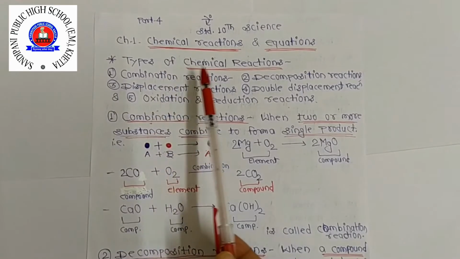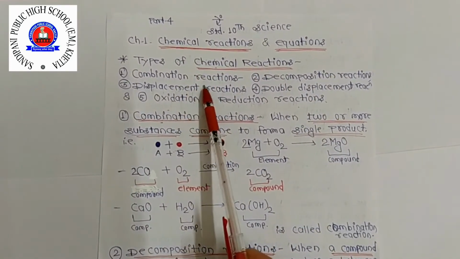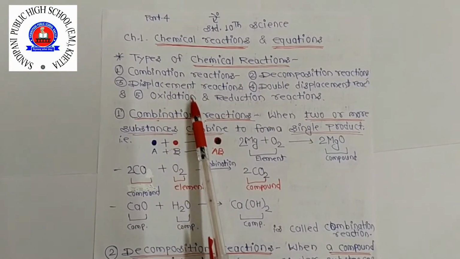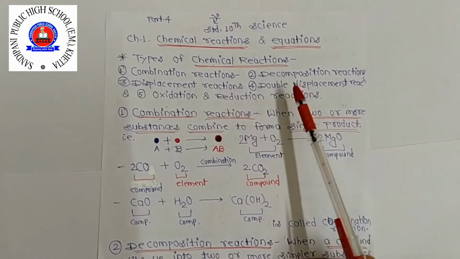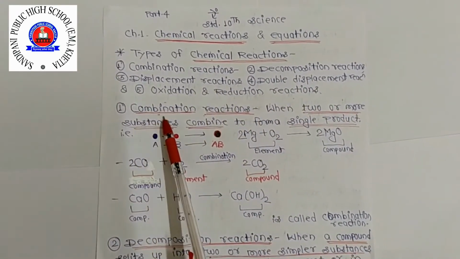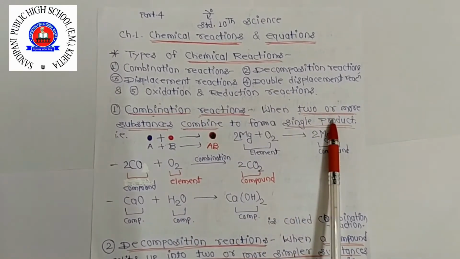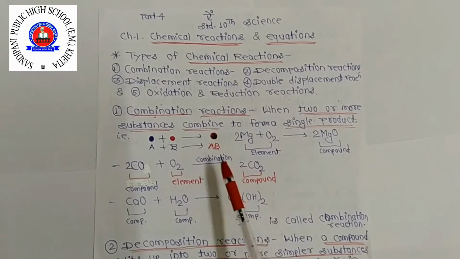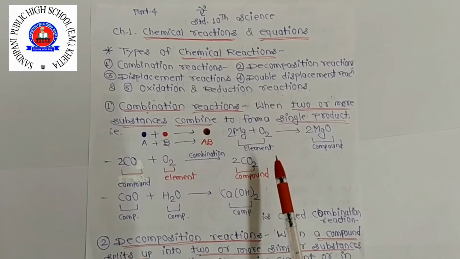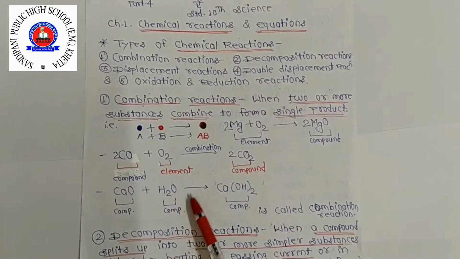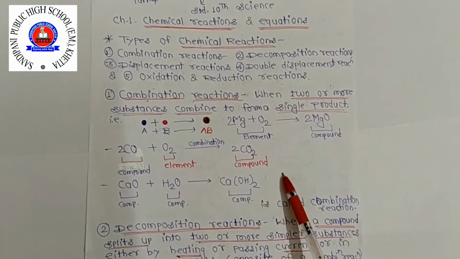What we know today: types of chemical reaction are combination reaction, decomposition reaction, displacement reaction, double displacement reaction, and oxidation and reduction reaction. These are some important reactions. First we took the combination reaction, when two or more substances combine to form a single product. In this reaction elements combine to form a compound, a compound and an element combine together to form a compound, and compound and compound also combine to form a compound. So this kind of reaction is called the combination reaction.